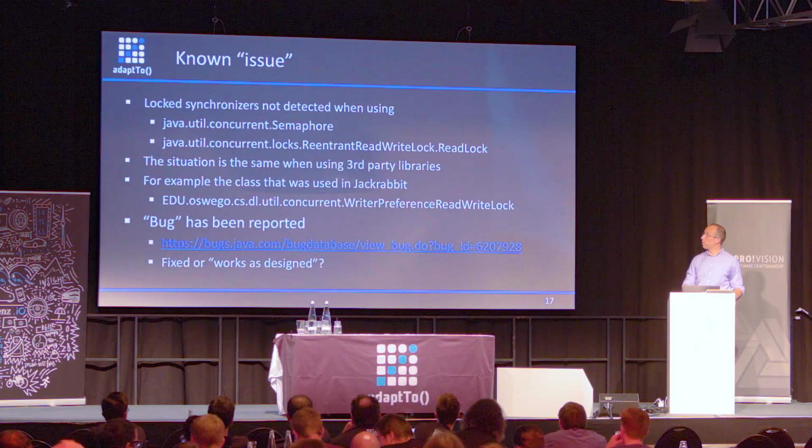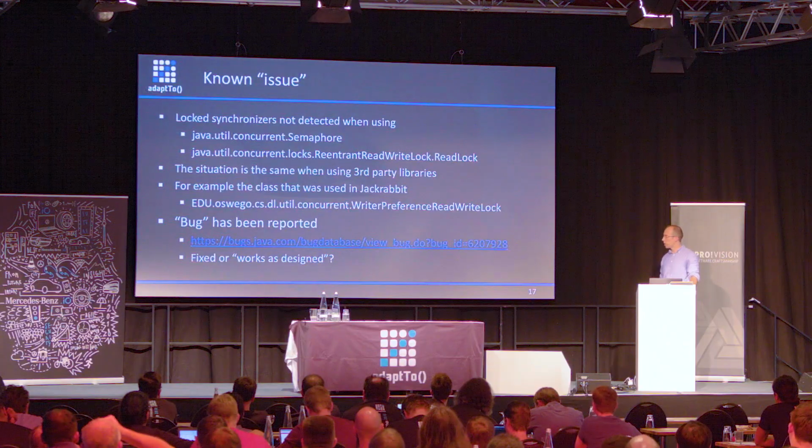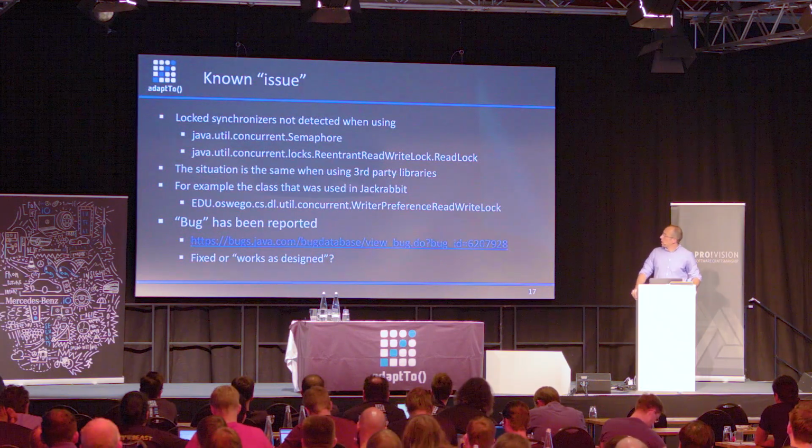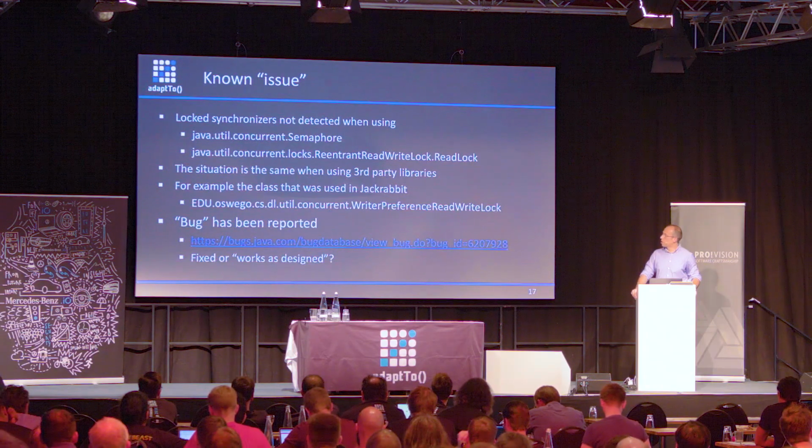So it's kind of a known issue, though maybe it's not even an issue. I found an old entry on the internet reported for Java 1.5, where the reporter complained that ownership of the lock is not reported for a couple of utility classes from java.util.concurrent, as we saw in those examples as well. A similar situation occurs when the code uses third-party libraries for synchronization.